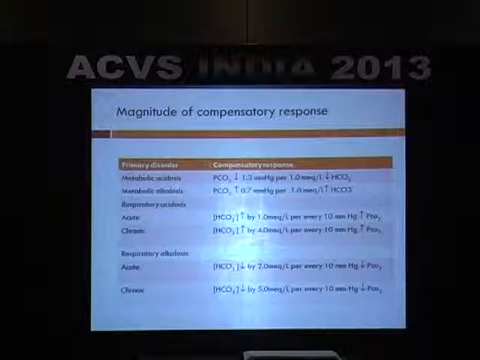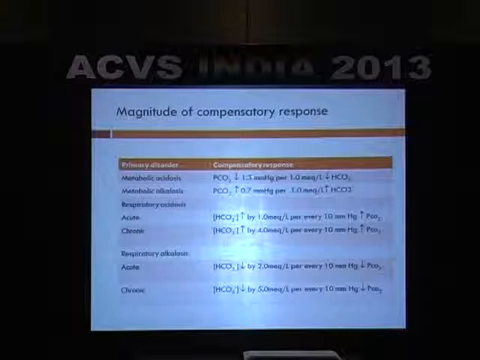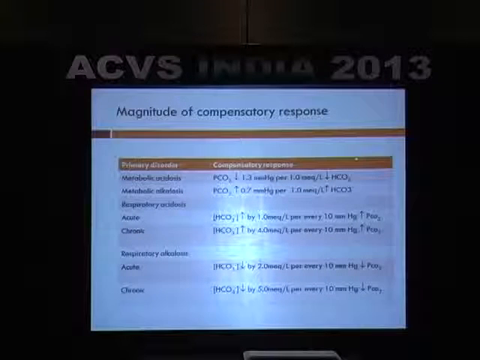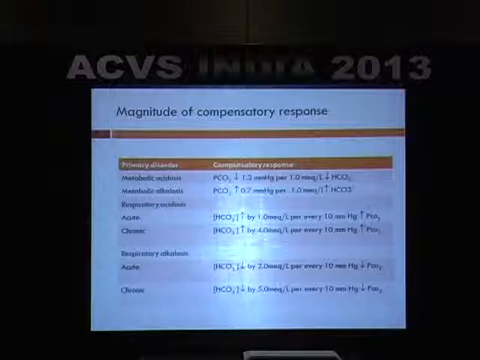So let us look at how much compensation occurs in each acid-base disturbance. In metabolic acidosis, with a PCO2 decrease of 1.3 mmHg, the bicarbonate decreases by 1 milliequivalent per liter. And in metabolic alkalosis, with each 0.7 mmHg increase in the PCO2, the bicarbonate increases by 1 milliequivalent. And in acute respiratory acidosis, when the PCO2 increases by 10 mmHg, the bicarbonate rises by 1. And in the chronic form of respiratory acidosis, which usually takes 48 hours, when PCO2 increases by 10, the bicarbonate rises by 4 milliequivalents.